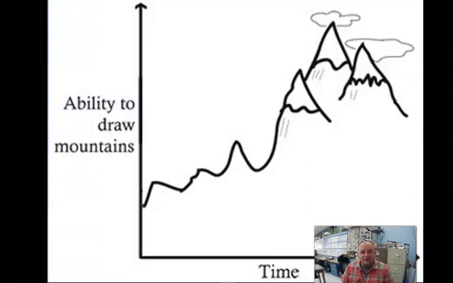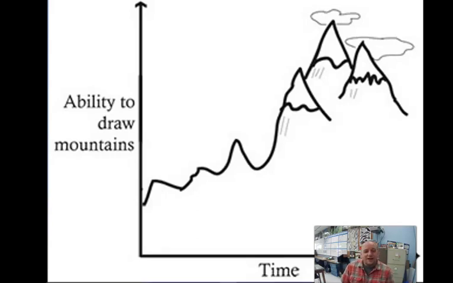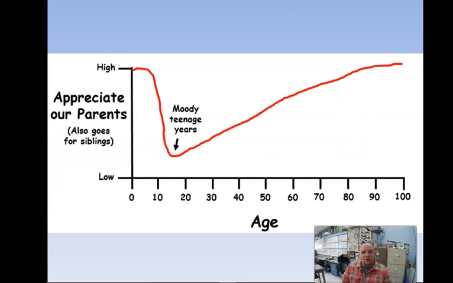This is ability to draw mountains over time. So as you see at the beginning on the left there, they're not very good at drawing mountains and they get better and better going over. Again, these are humorous ideas. Here are some ones where we talk a little bit more about the actual values you might see.